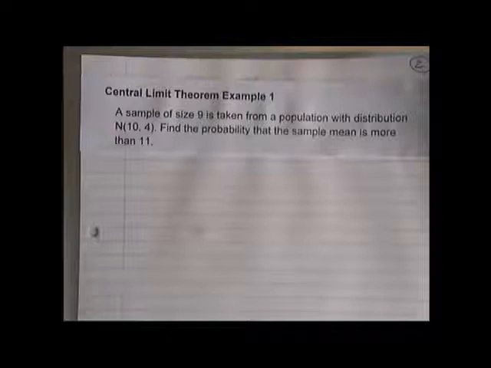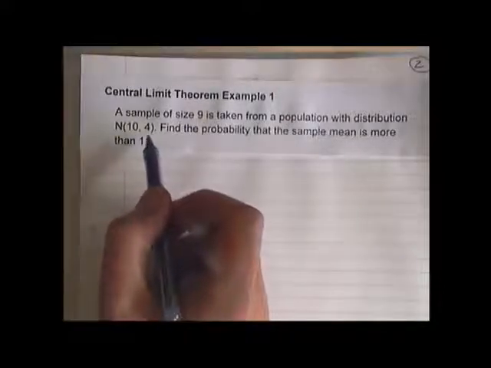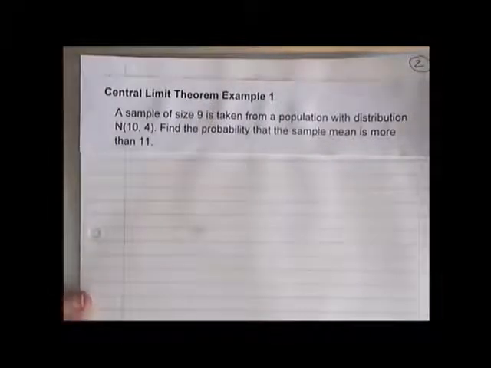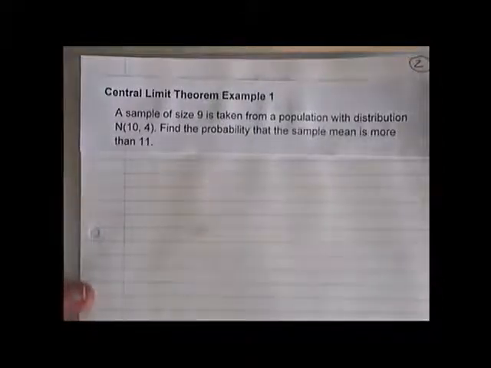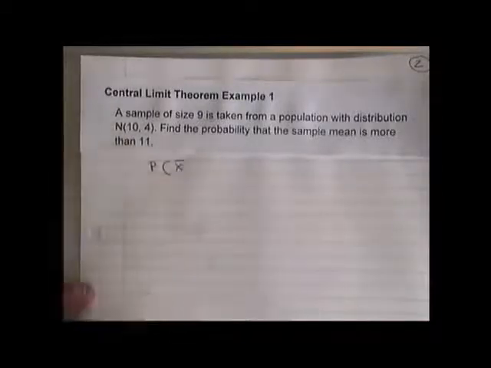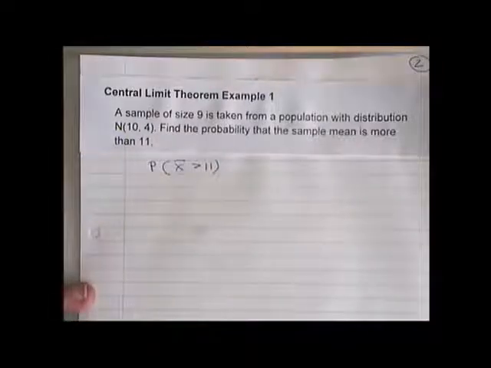In this example, we are taking a sample of 9 items from a population we are told is normally distributed with a population mean mu of 10 and a population variance sigma squared of 4. We've got to find the probability that the sample mean x bar is greater than 11. So first of all, the question is the probability x bar, the sample mean, is greater than 11. That's what we'd write down.